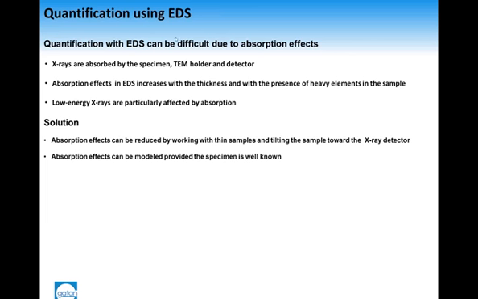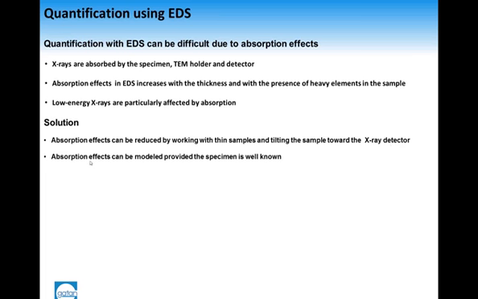The solution to limit or avoid the absorption is working with a very thin sample and possibly tilting the sample towards the X-ray detector. In this way we're going to maximize the number of X-rays reaching the detector.